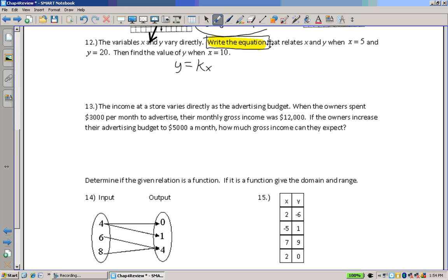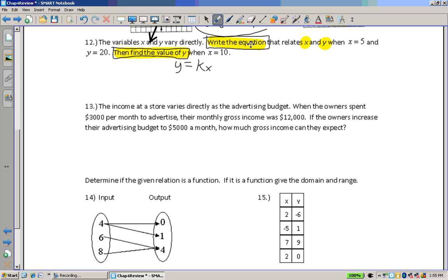Now, what kind of equation? An equation that relates x and y. So I have to see the x and I have to see the y. When x equals 5 and y equals 20. Then we're going to find the value of y when x equals 10. Then find the value of y. They're telling me a second thing that I have to do. So when I'm done with this problem, I'll have two things. I'll have an equation, and I'll have a value of y when x equals 10.